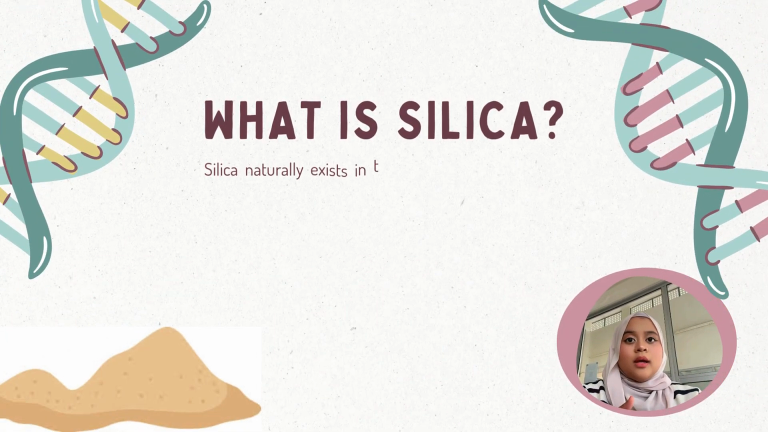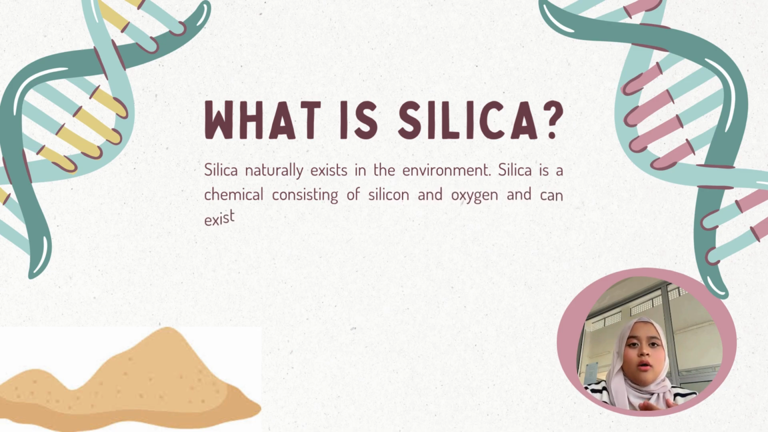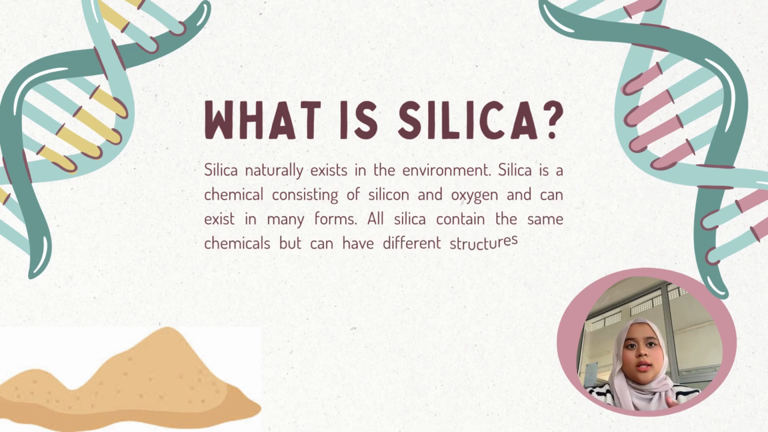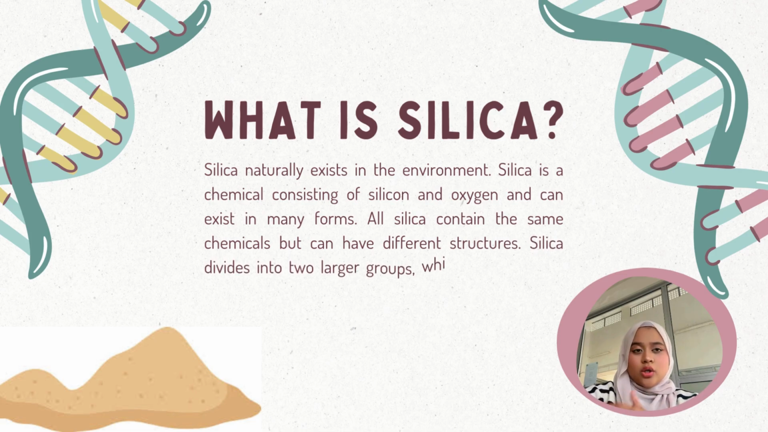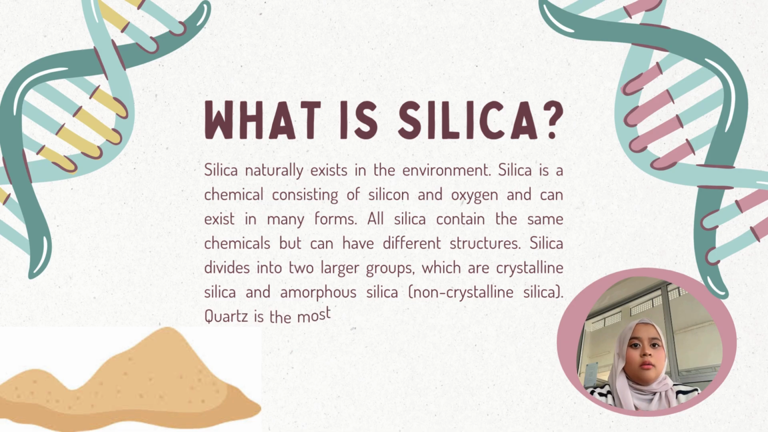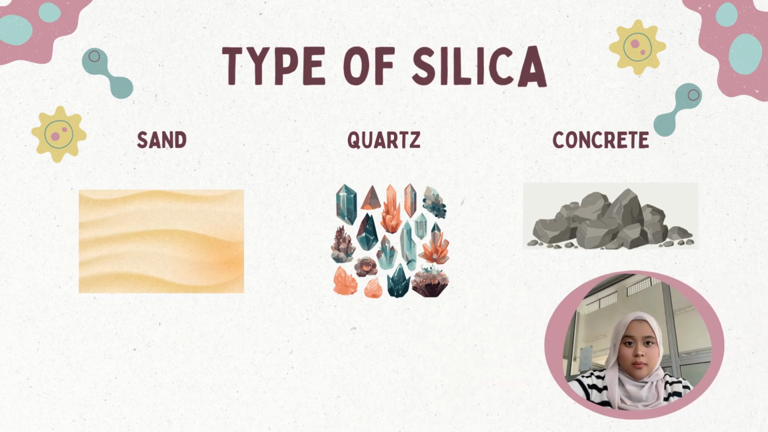So what is silica? Silica naturally exists in the environment. Silica is a chemical consisting of silicon and oxygen and can exist in many forms. All silica contains the same chemicals but can have different structures. Silica is divided into larger groups, which are crystalline silica and amorphous silica. Quartz is the most common type of crystalline silica. There are others, but those are less notable. These are the types of silica. That's a lot of types actually, but we have 3 types, which are sand, quartz, and concrete.